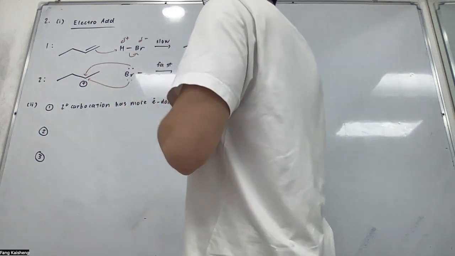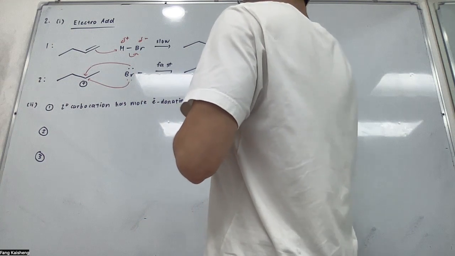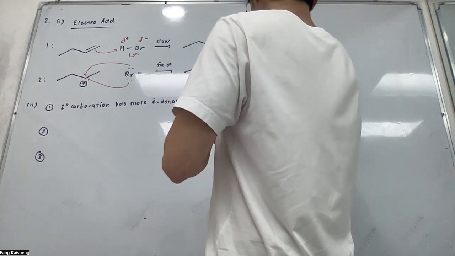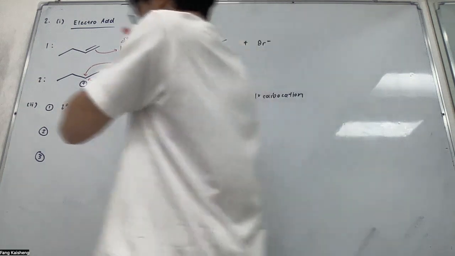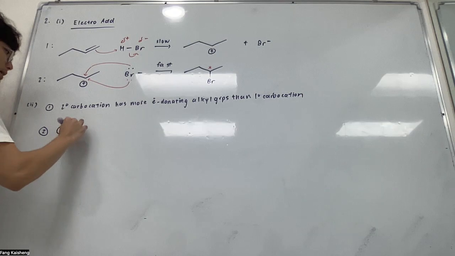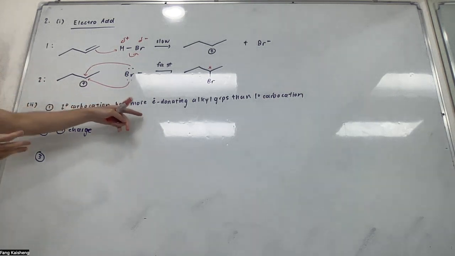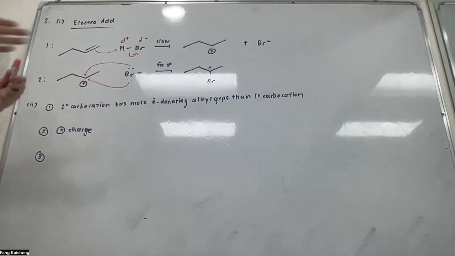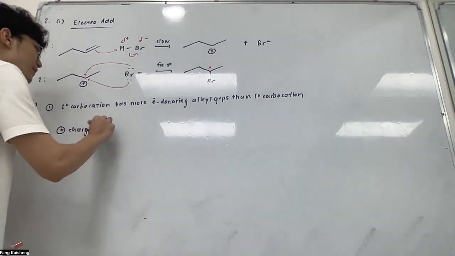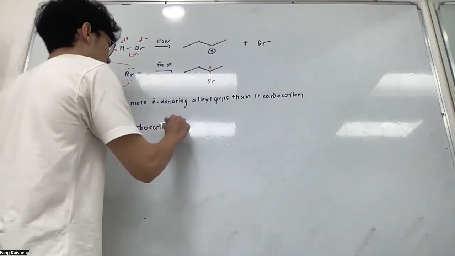Then afterwards, the positive charge. Remember, when you have a positive charge, it means the carbon is electron poor. But the electron donating alkyl groups will make it less electron poor, and having more groups will make it even less poor, right? So the positive charge of the secondary carbocation is dispersed to a greater extent.